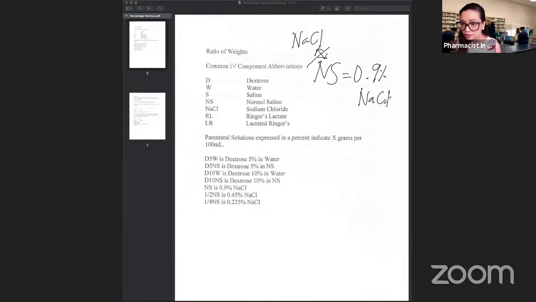You have to know this. The reason I'm telling you this is because on tests, be it the PTCB exam or a final exam, they don't put that normal saline is 0.9% sodium chloride. So the terminology normal saline, right away, you should picture 0.9% sodium chloride. It's even less than 1%.